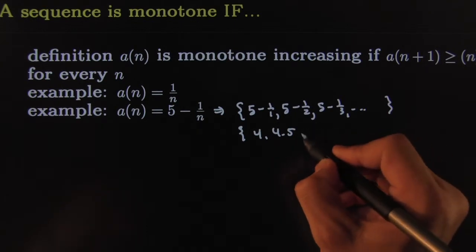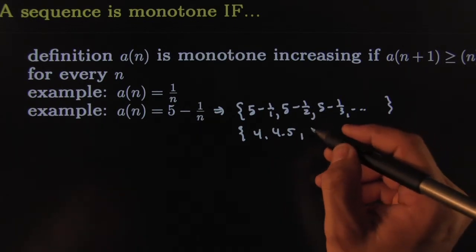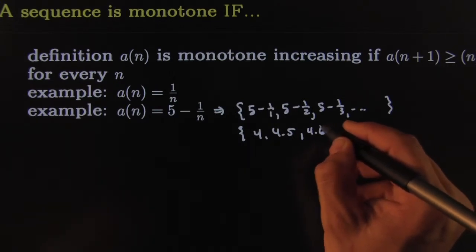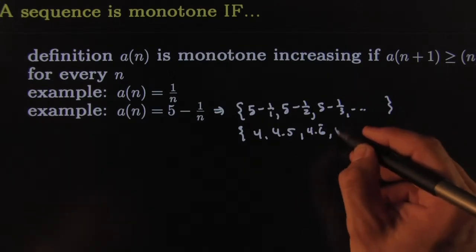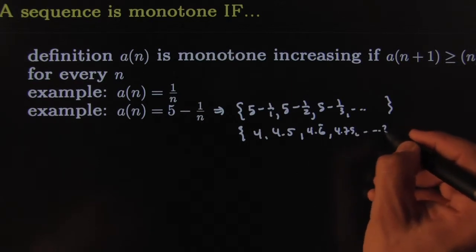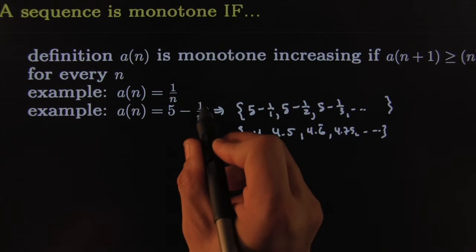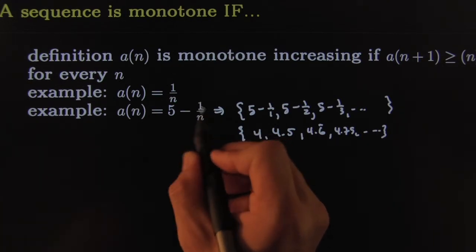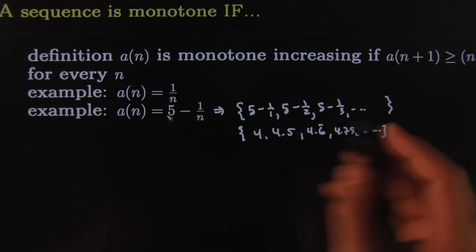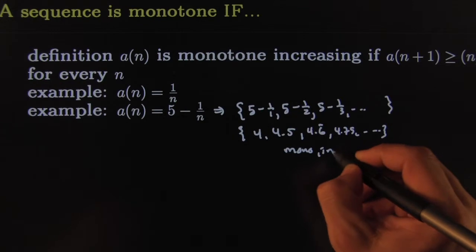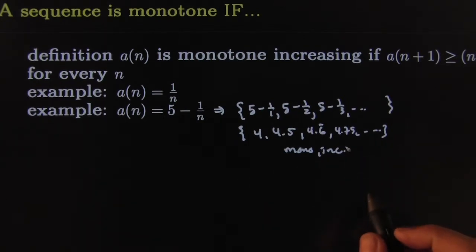So this looks like 4, 4.5, 4.6 bar, 4.75, etc., etc. Look at the numbers 4, 4.5, 4.6. As this number gets smaller, you're subtracting less. So this would be monotone increasing, of course. Monotone increasing. There you go. That's monotone.